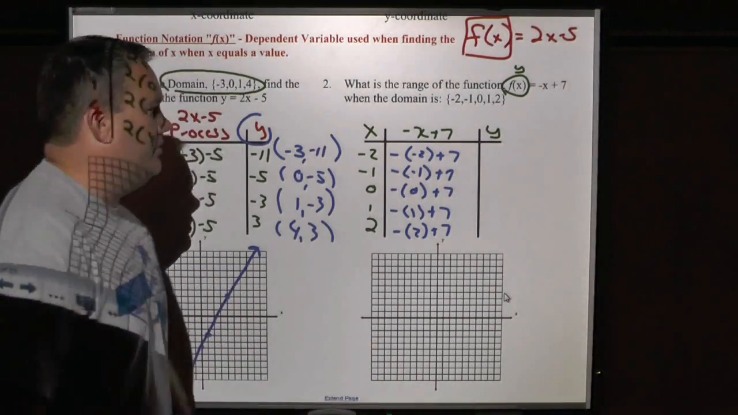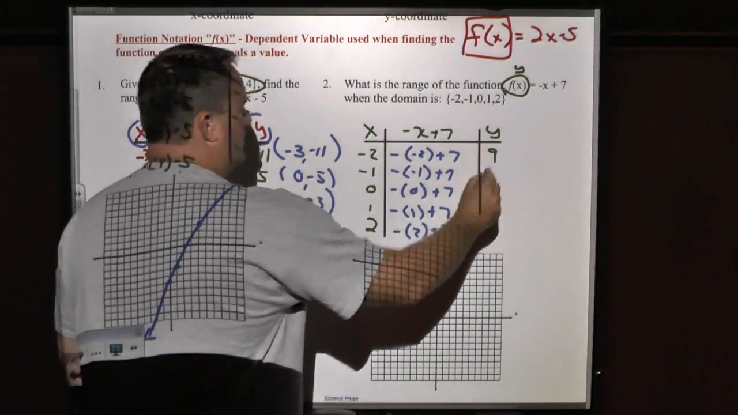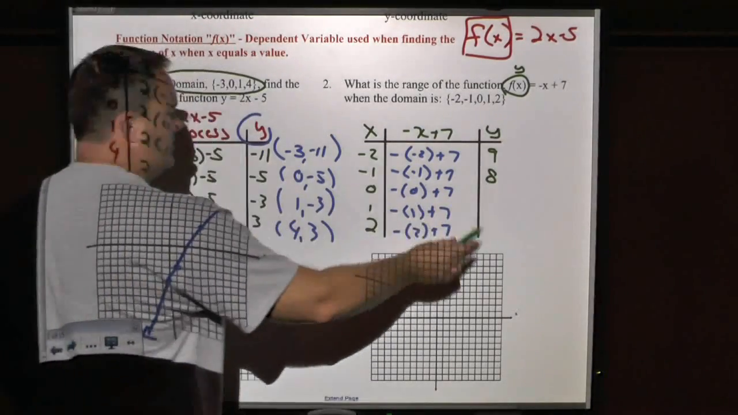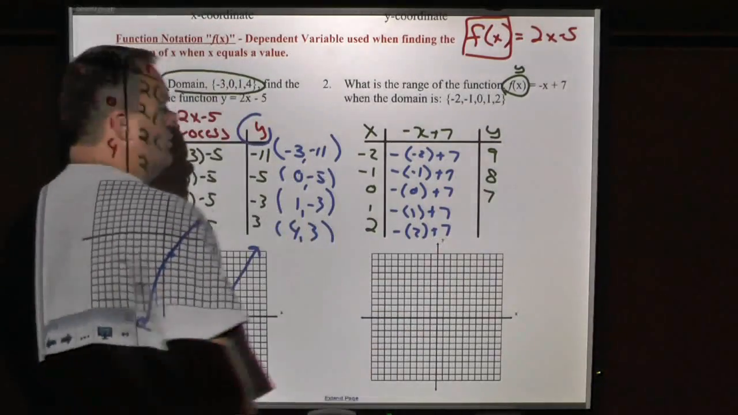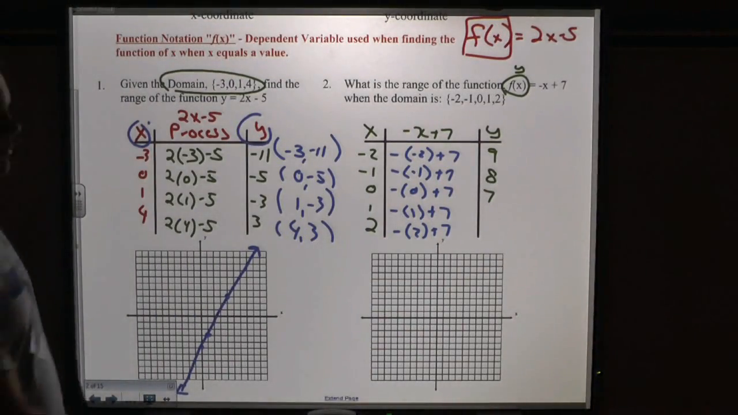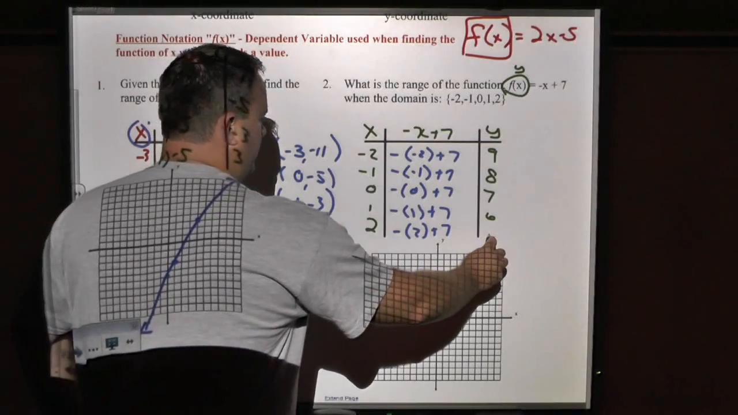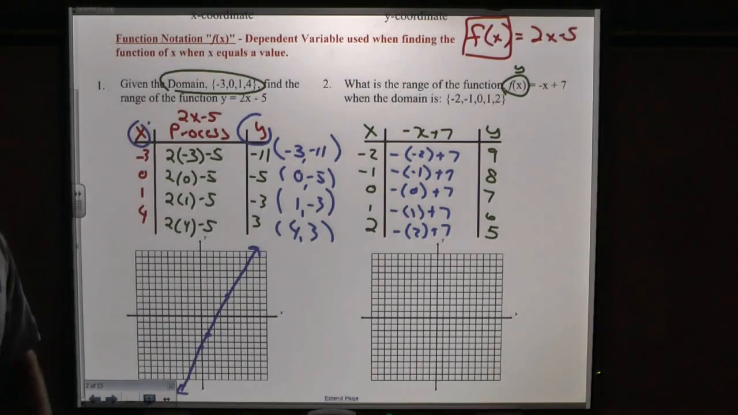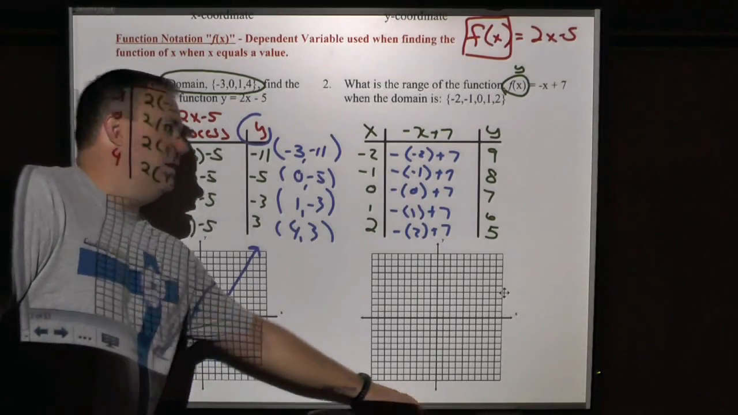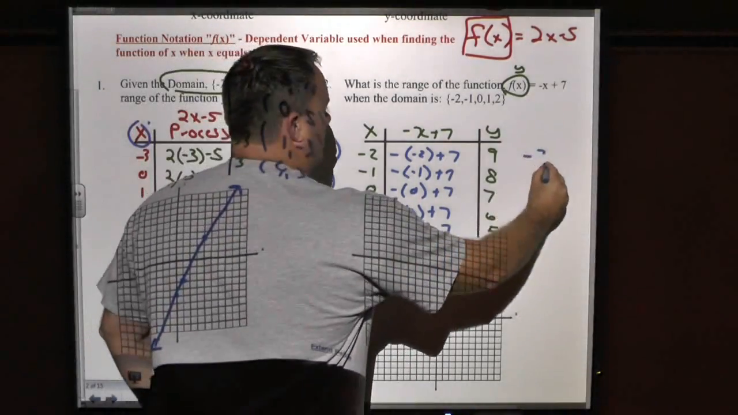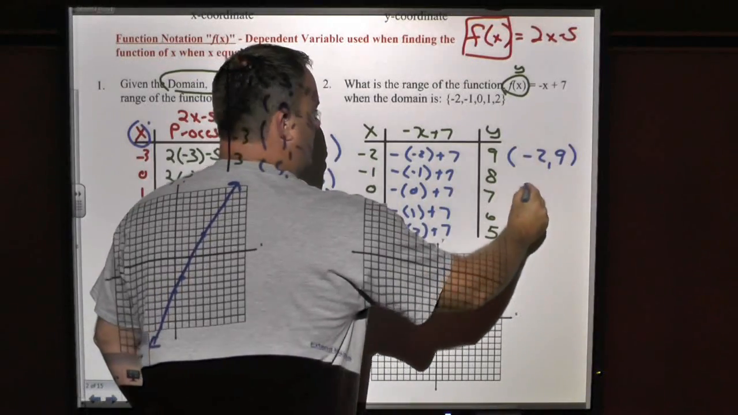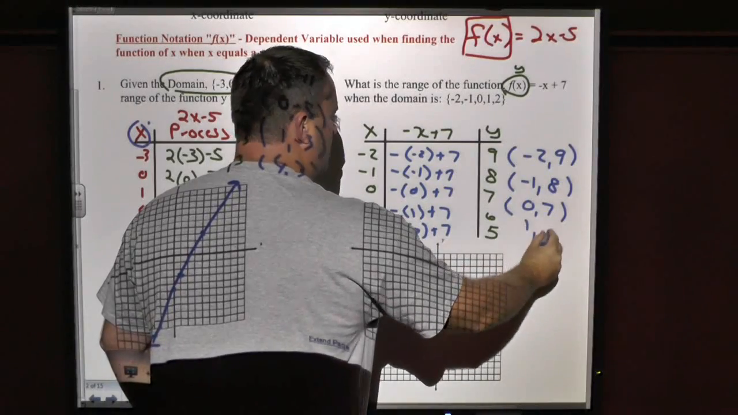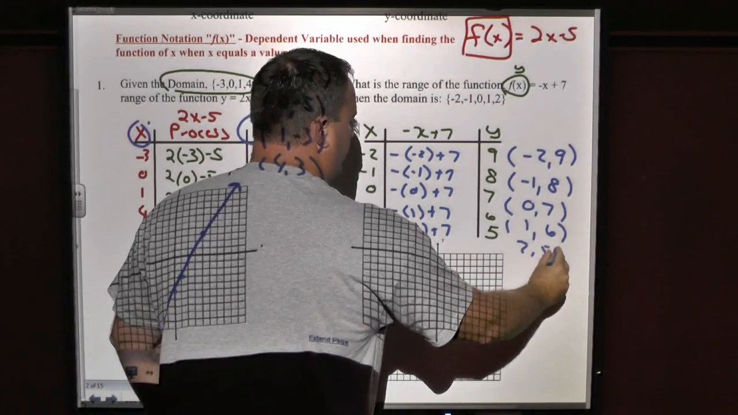The opposite of -2 is 2, so 2 plus 7 is 9. The opposite of -1 is 1, so 1 plus 7 is 8. Opposite of 0 is still 0, so you just get 7. Opposite of 1 is -1, so -1 plus 7 is 6. And the opposite of 2 is -2, so that's -2 plus 7, which is 5. So in this case, what we end up with is the points -2, 9, -1, 8, 0, 7, 1, 6, and 2, 5.